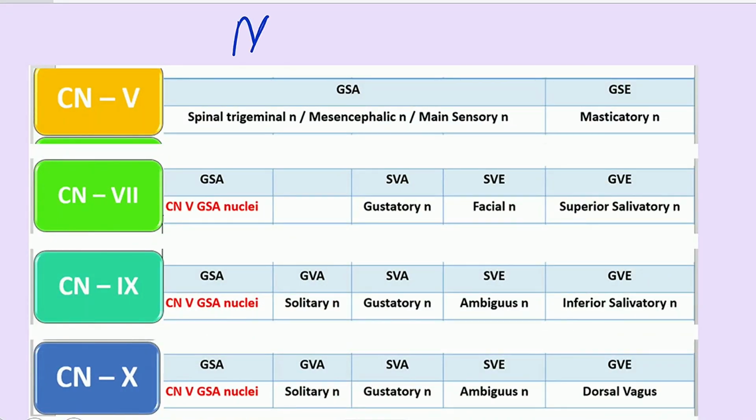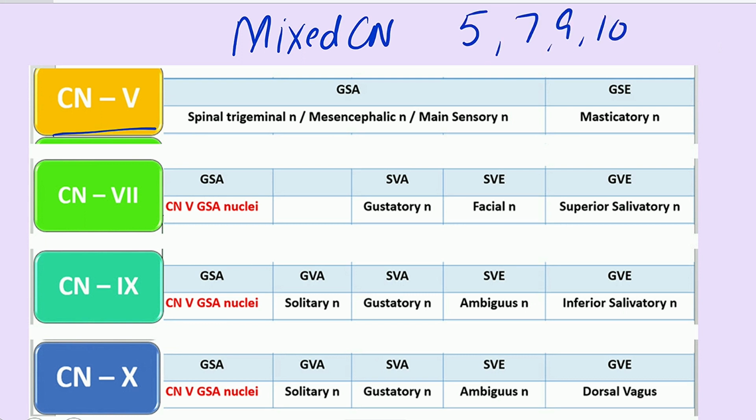And now the mixed nerves that are sensory as well as motor. The mixed cranial nerves are cranial nerve number 5, 7, 9 and 10. The fifth cranial nerve has two functions, general somatic afferent and special visceral efferent. For general somatic afferent, it has the spinal trigeminal nucleus, mesencephalic nucleus and main sensory nucleus. For the efferent component, the nucleus is the masticatory nucleus.